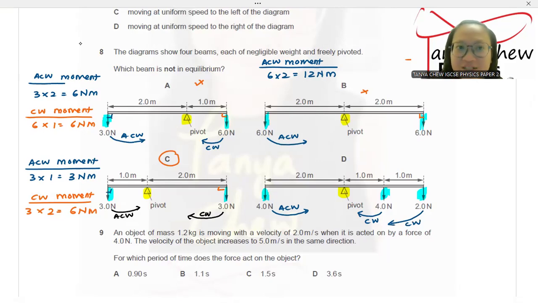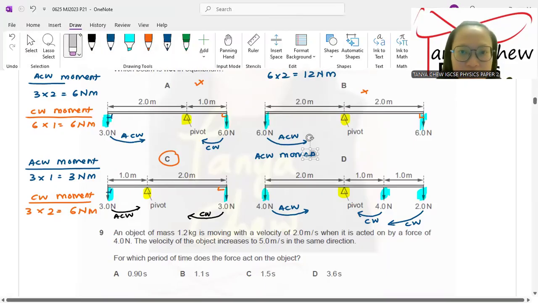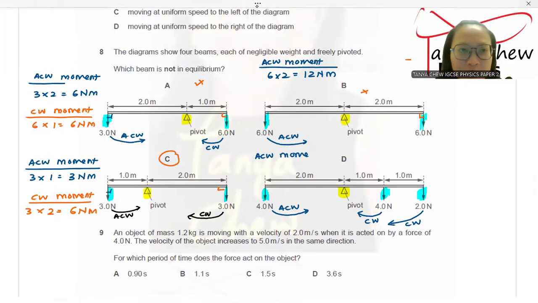So you have to see this very, very carefully because a careless mistake might occur here. So I write down my anti-clockwise moment first by the 4 Newton. Oh, sorry. So I'm going to write it nicely here. Moment.